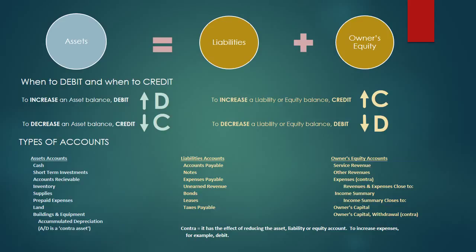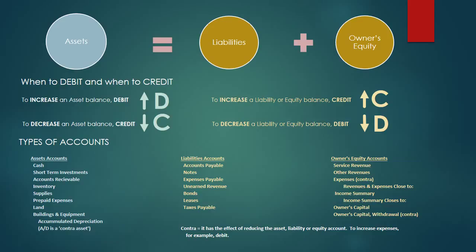Now, I know you're just getting started here with accounting, and you might find it's difficult to determine what type of account you're working with, whether that be an asset, a liability, or an equity account. So I've listed a lot of the accounts that you're going to run into in this course. You'll see on the asset side we have cash, short-term investments, accounts receivable, inventory, land, buildings, etc. On the liability side we have accounts payable.